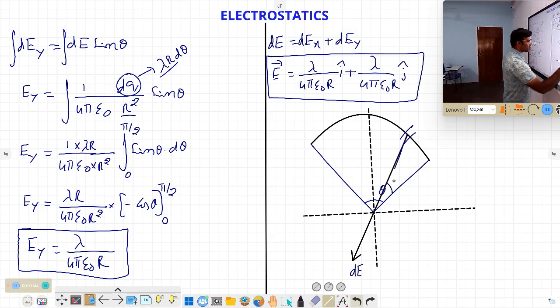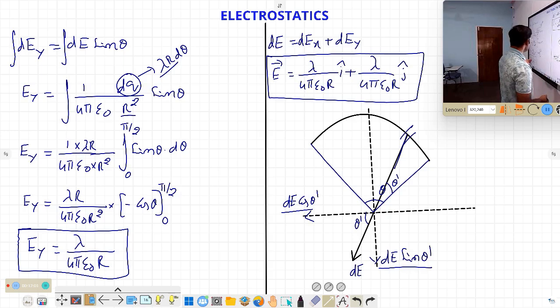If you take this angle as some value theta dash, I can resolve into components: you will get dE cos theta dash as one component, and the second component is dE sin theta dash. So this is the x component, and this is the y component. Similarly, if you solve it, you will get the same relations, but we are not substituting any limits here.